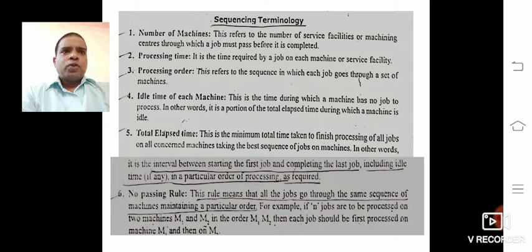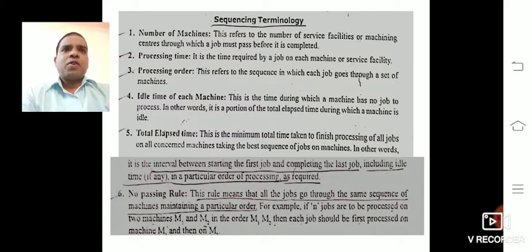Now before solving the problem, we need to know the terms that we are going to use in sequencing. The first term is number of machines. This refers to the number of service facilities or machining centers through which a job must pass before it is completed. Now the second definition is processing time. It is the time required by the job on each machine.